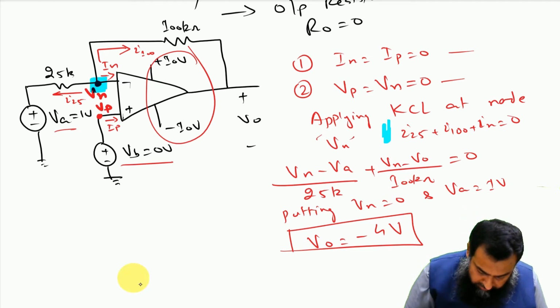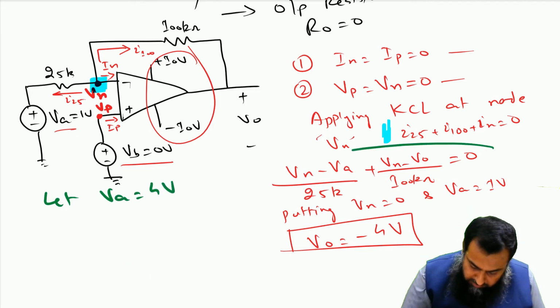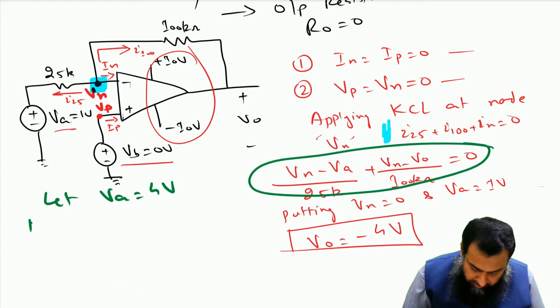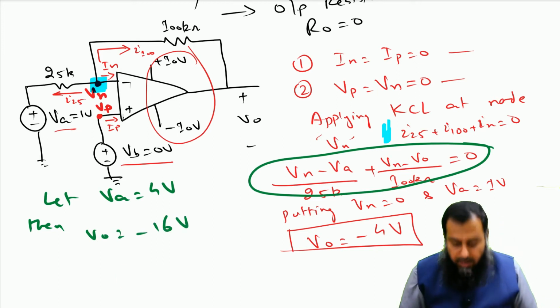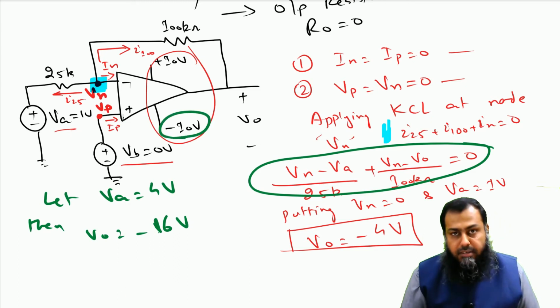When an operational amplifier tries to go out of the linear region, for example, let us say that Va is equal to 4 volt. Now, going on with this particular equation, the V naught will be equal to minus 16 volt. Notice that this minus 16 volt is beyond the biasing supply voltage of minus 10 volt.